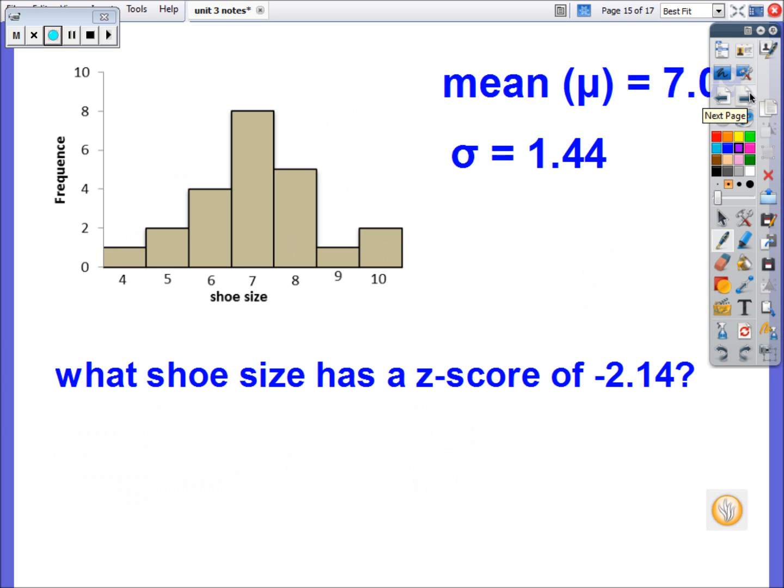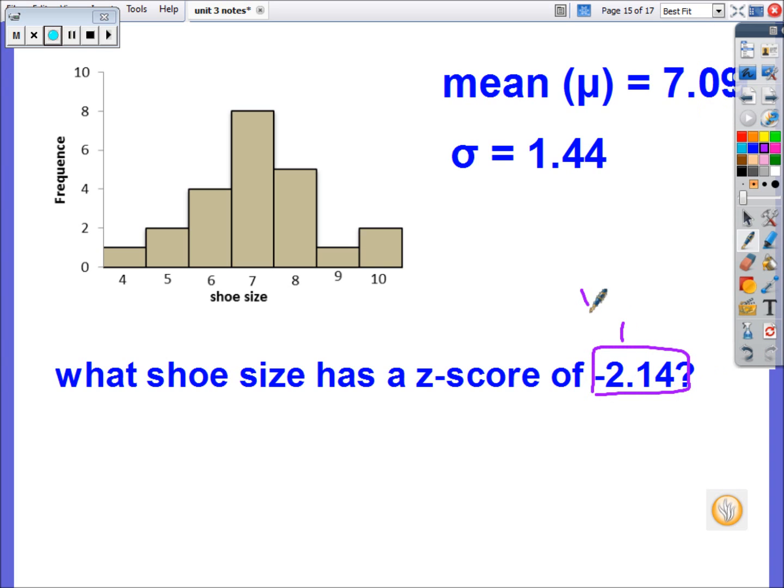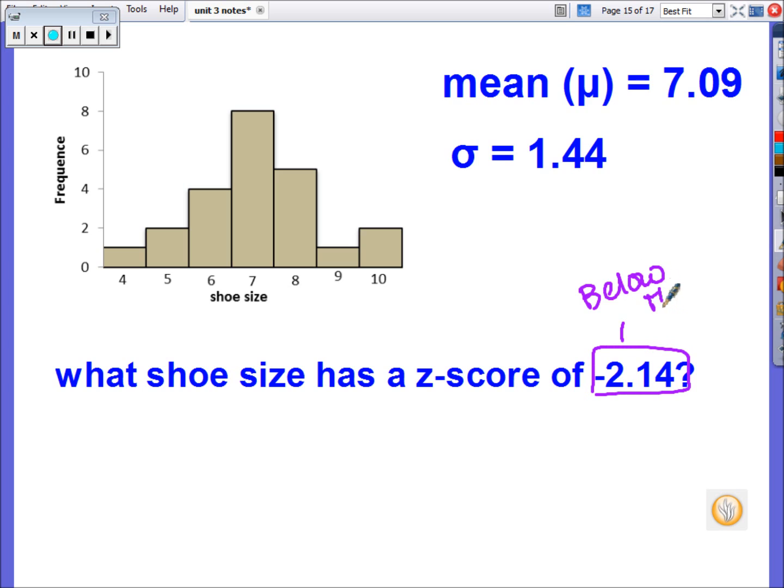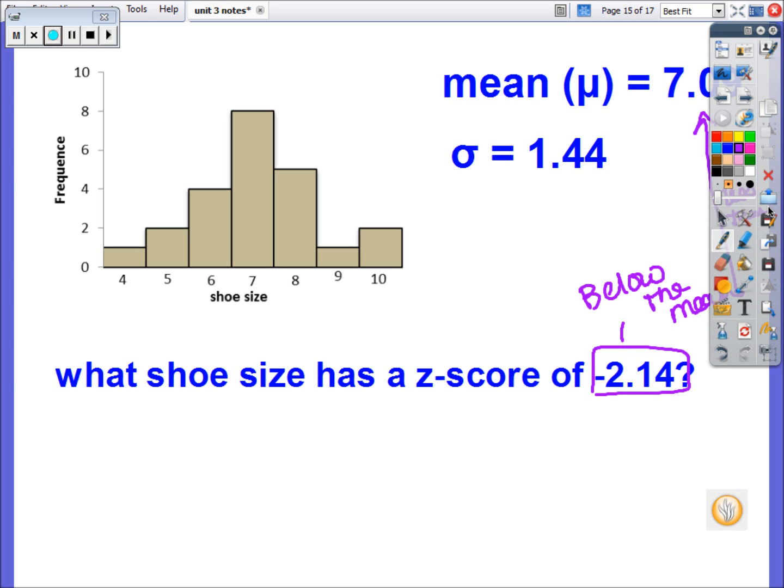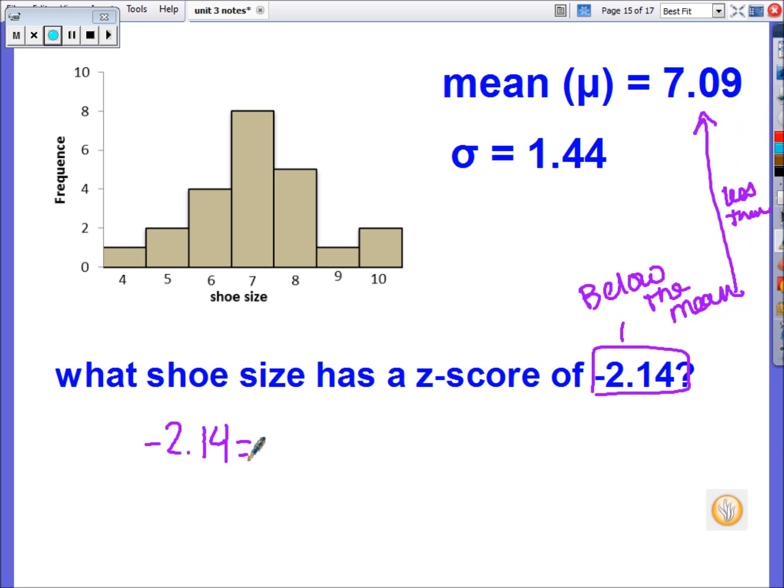Next, we're going to look at the question, what shoe size has a z-score of negative 2.14? Negative 2.14, we know it's going to be below the mean. So our answer is going to be less than 7.09. So we take our z-score, negative 2.14, and that is equal to our element, the shoe size we don't know, minus our mean, 7.09, divided by 1.44.